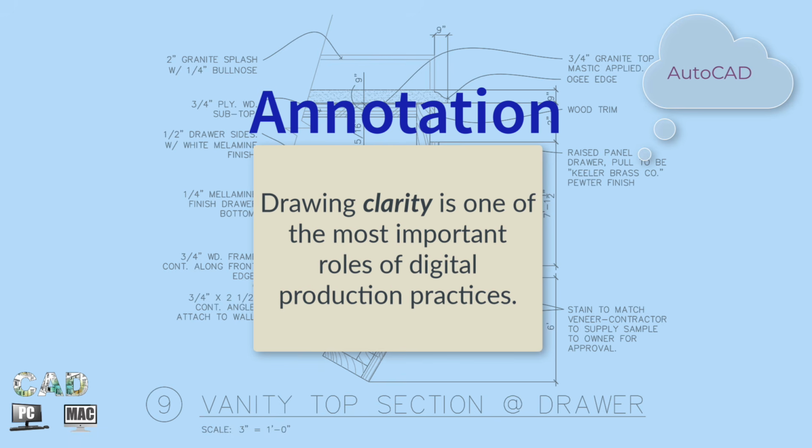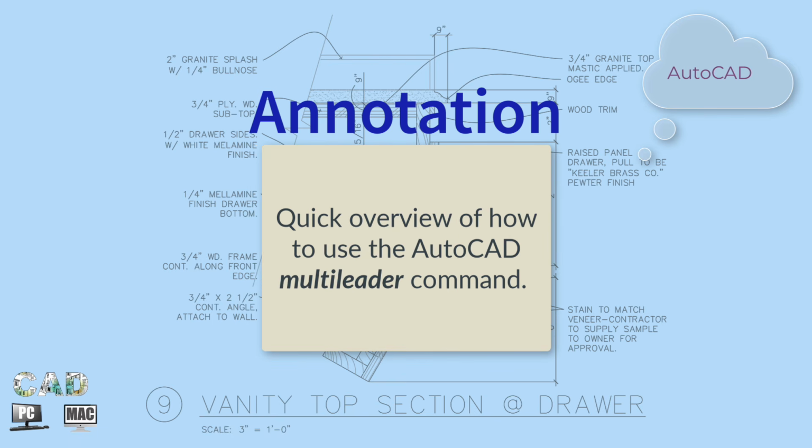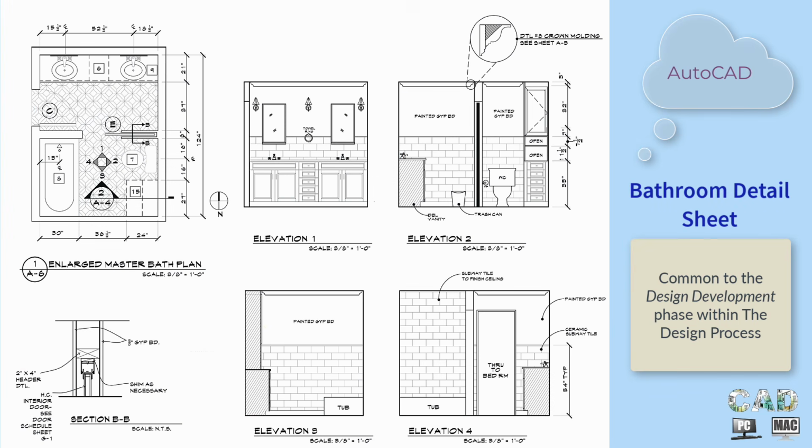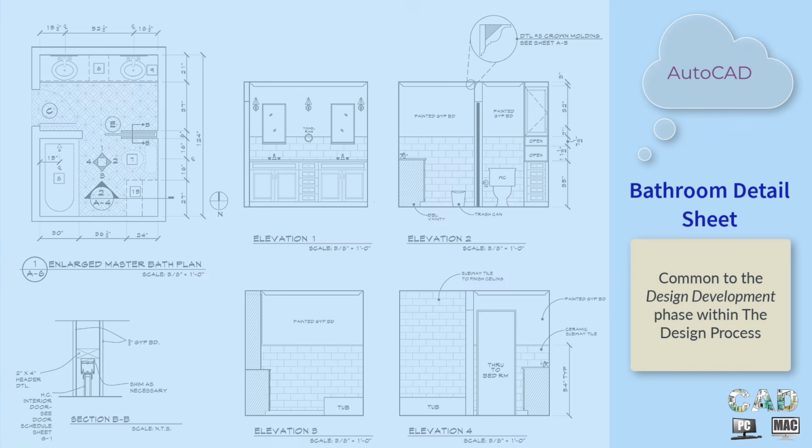Before we dive into the project, let's look at the different styles of callouts and how the multileader command in AutoCAD was used to achieve the intended goal. This is an example of a bathroom detail drawing sheet. This level of project completion checks the design development phase within the design process because the drawing serves double duty.